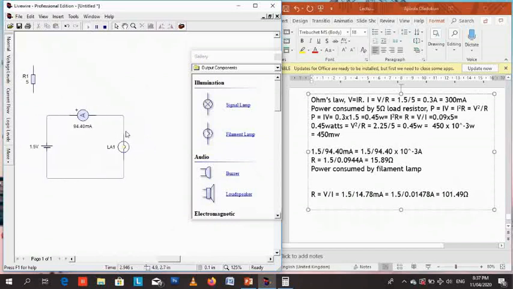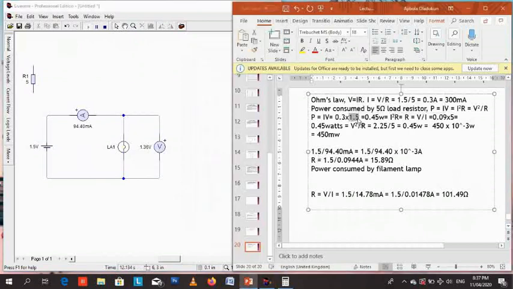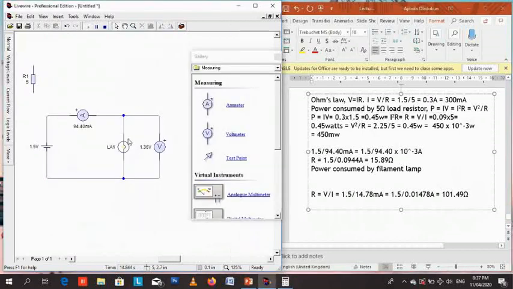Like we determined before, the current flowing through was 94.40 milliamps. Let's measure the voltage across. Actually, I think there's going to be a slight problem here. Yeah, I was right. Now, 1.36 volts compared to the 1.5 volts we used before. I don't know if it's a bug, but according to LiveWire, some voltage dropped just before the filament lamp. There's a drop in voltage, and it should not be. It should be the same.